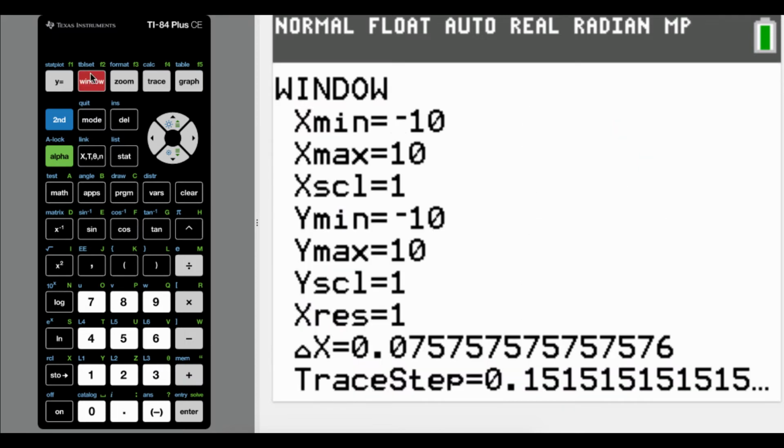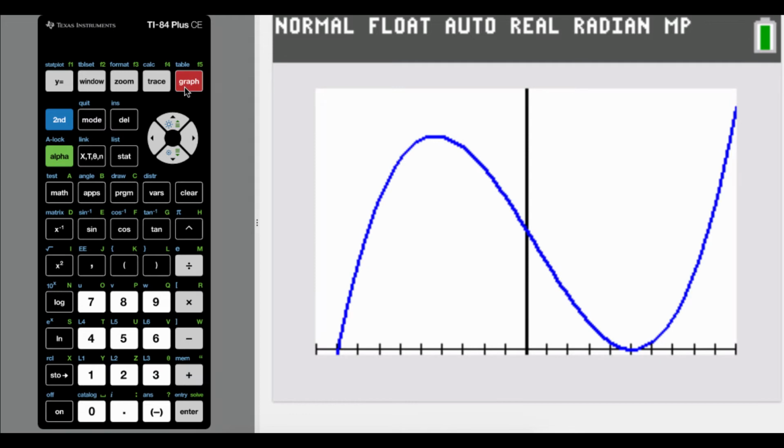So I'm going to hit my window button. To make it taller, I'm going to go down to my Y maximum, and I'm going to jump that all the way up to 500. So then I'm going to hit graph again. So now we can see that we get this nice view of our cubic equation here. We were looking for where this equation was equal to 0.